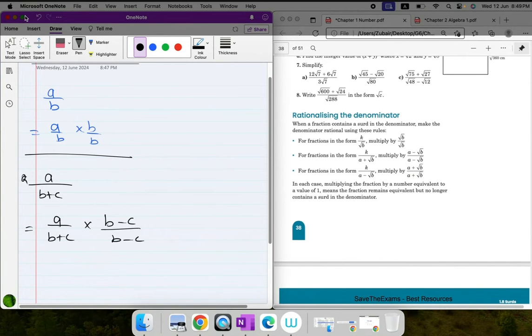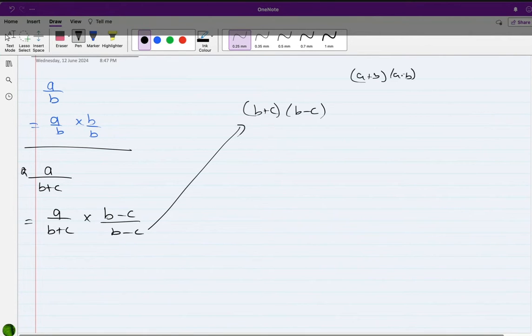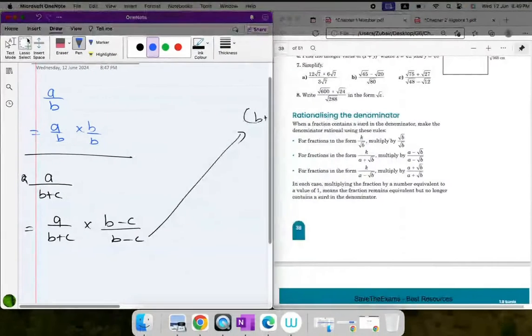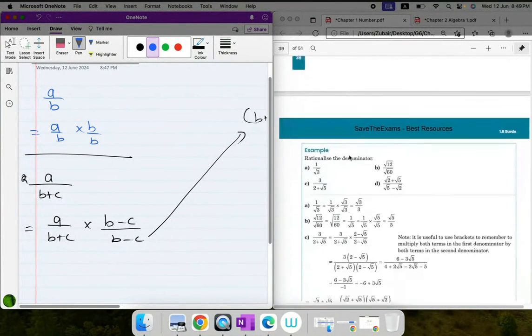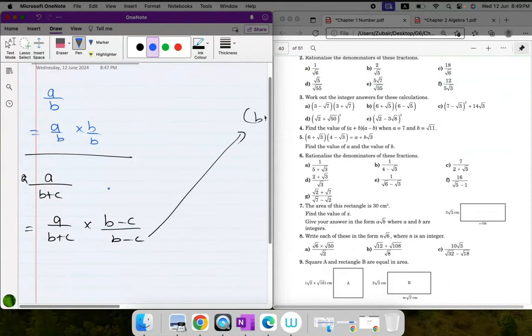And why are we doing this? Because b plus c into b minus c in the denominator is the algebraic expression (a plus b) into (a minus b), which equals a square minus b square. So in most cases when there are surds, these squares will help us get rid of them. So this is how we do rationalizing. Let's jump to the exercise directly.